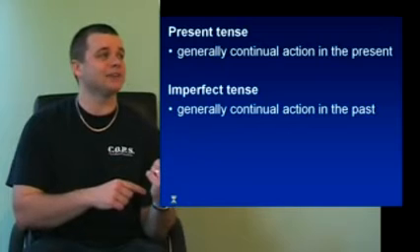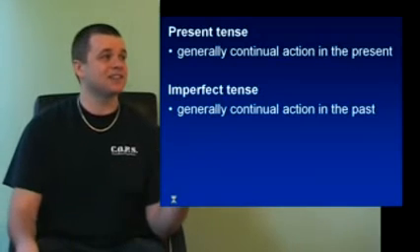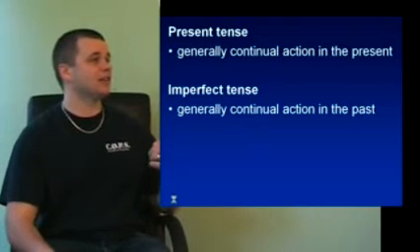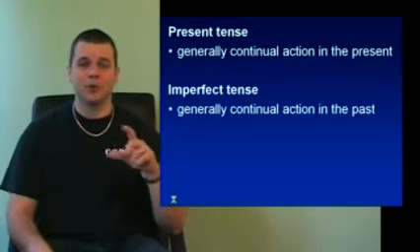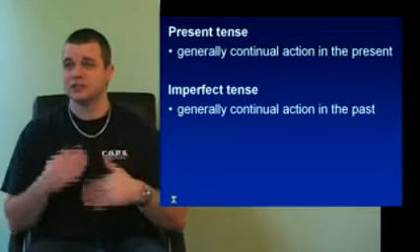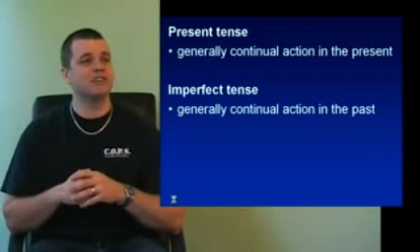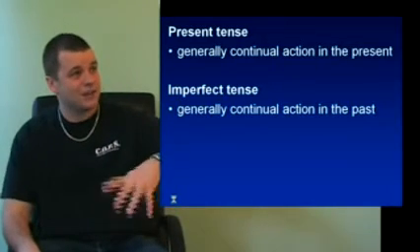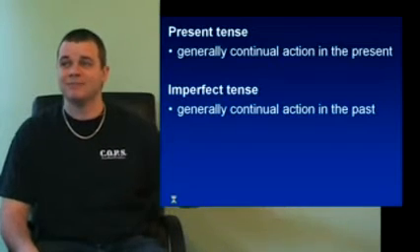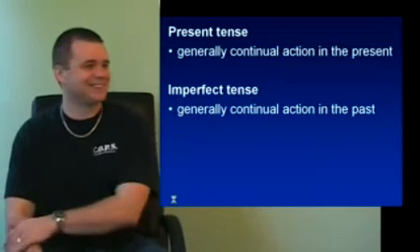I was clapping. So you're right, it is continuous, but it happened in the past time, which makes it imperfect tense. Okay? So both the present and the imperfect tend to be continuous. But the main difference is the present is often in the present time as we speak, and the imperfect is often in the past time. But not always, which is what we're going to see in a minute.